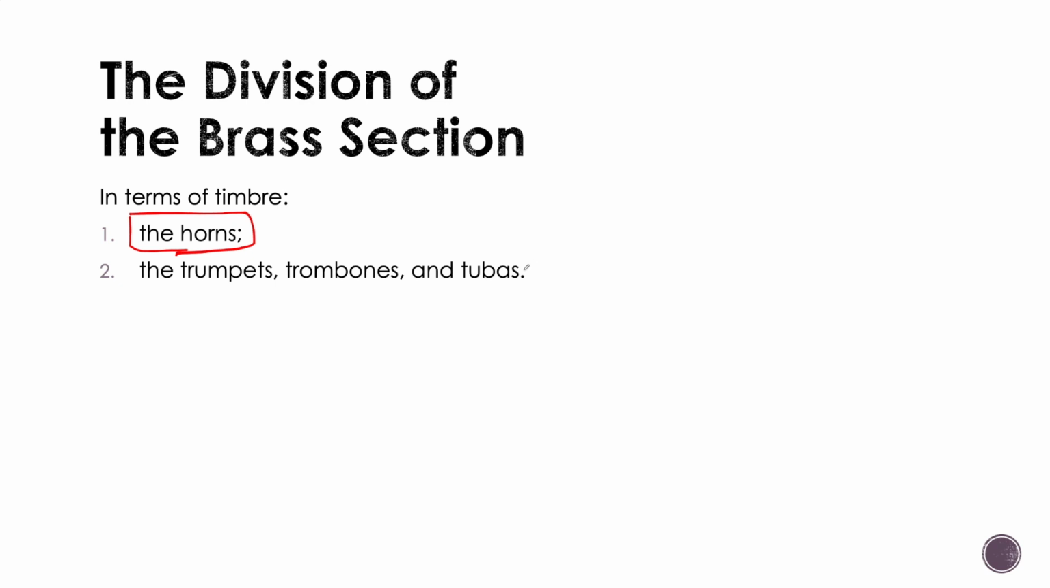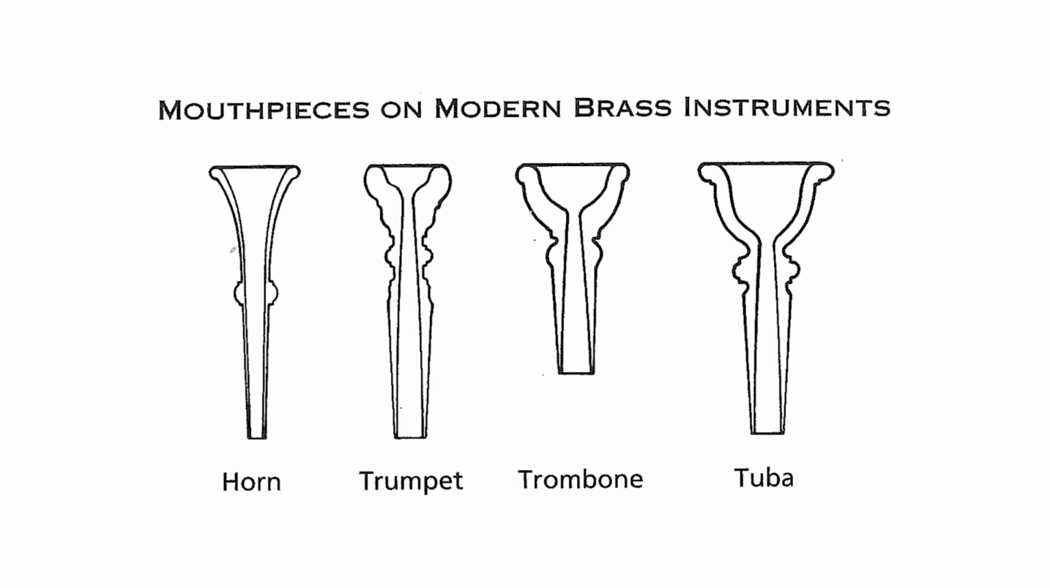On the other hand, we have trumpets, trombones, and tubas, whose sound is very brilliant, metallic, and overshadowing. If we use them in combination with other instruments, with woodwinds, for example, these brass instruments will overshadow the other instruments. In contrast, the horns can be combined very well with other instruments. The reason why they sound differently is their mouthpieces.